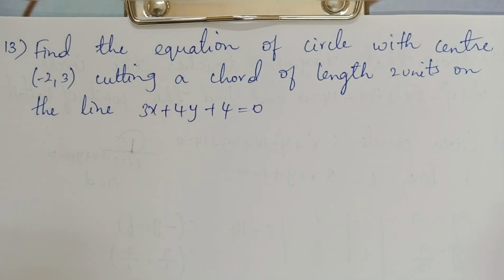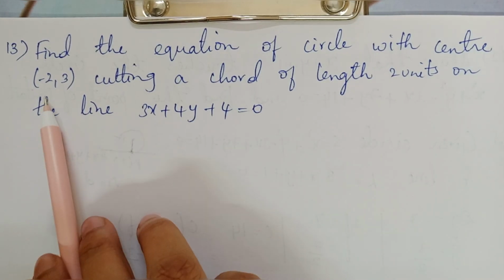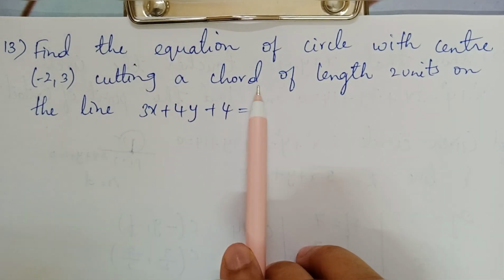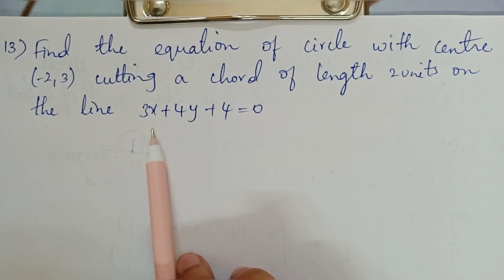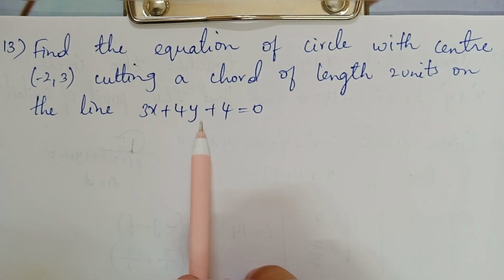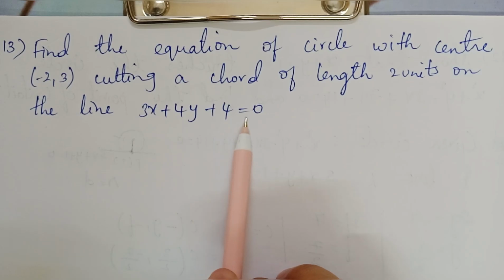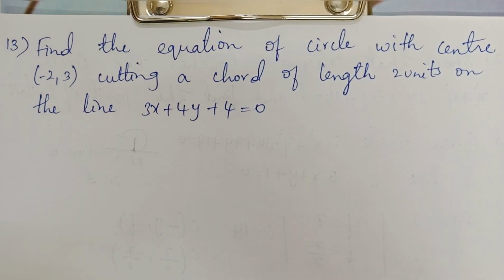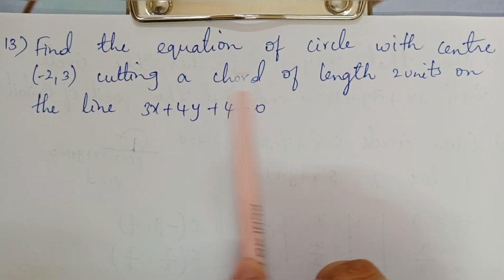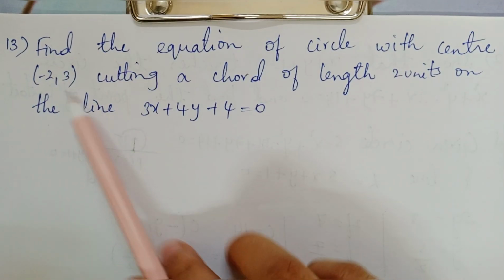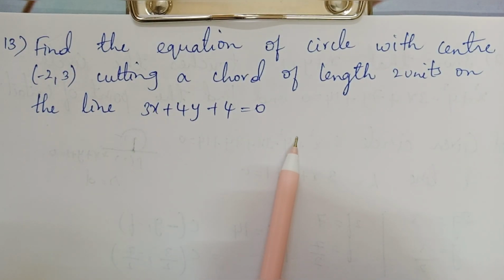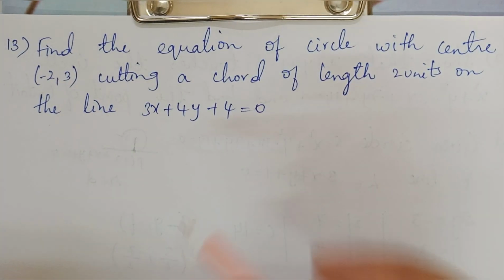Hello everyone, our next question is: find the equation of the circle with the center (-2, 3) cutting a chord of length 2 units on the line 3x + 4y + 4 = 0. In this problem we have to find the equation of the circle. We have the center but there is no radius. So first we have to find the radius of the circle.